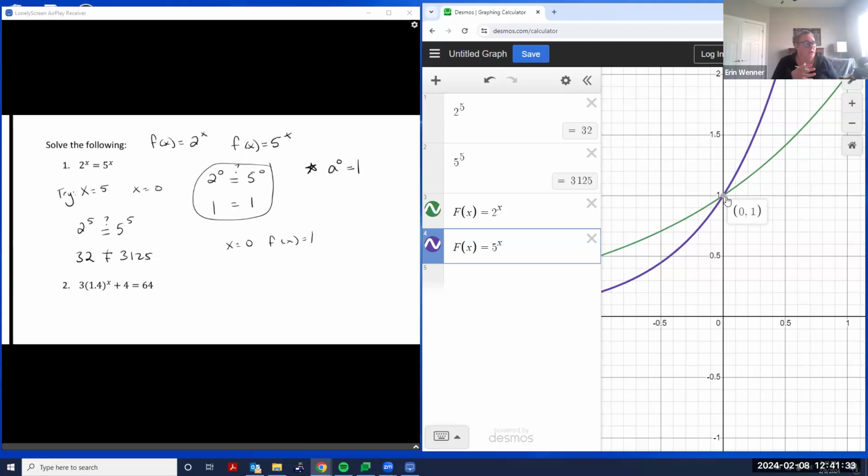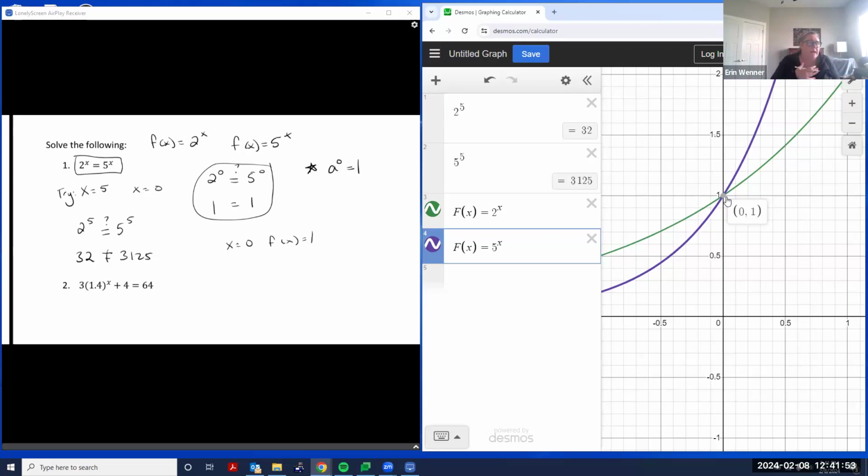Now I know that the original was that I just wanted 2 to the x equals 5 to the x, and what value of x is true. So really, what value of x is true? x equals 0. That's what makes that statement true. And when I say statement, I'm talking about this original equation.